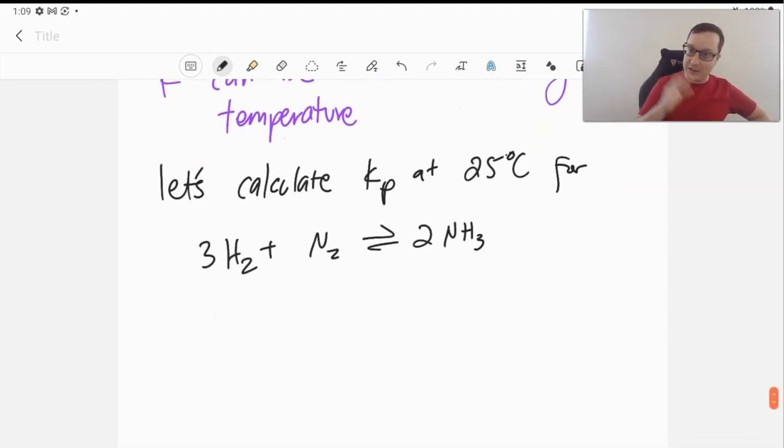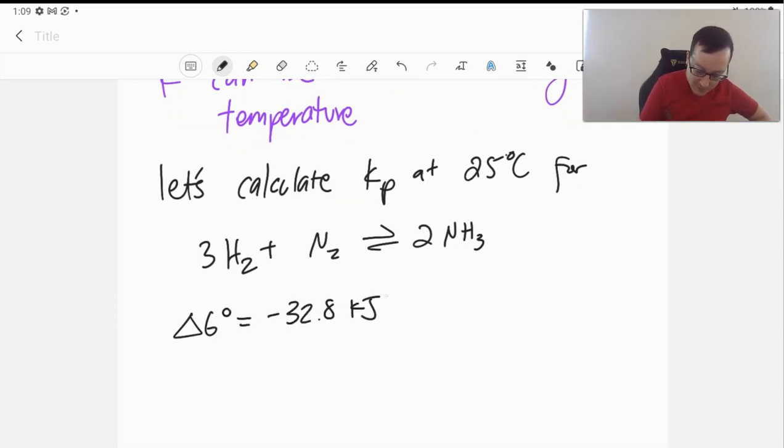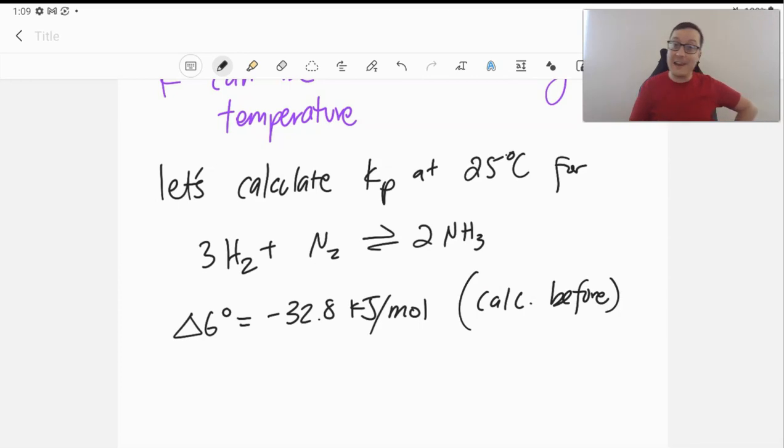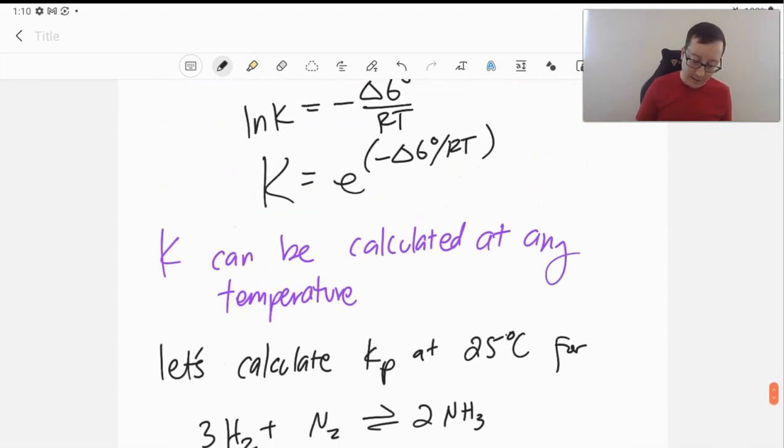So at 25 degrees Celsius, we've already calculated delta G, right? It's negative 32.8 kilojoules per mole. We've calculated this before. We can again either use the back of the book, delta G values, products minus reactants, done, or we can use delta H minus T delta S. Once we have this, we can go ahead and figure out the K for this, right? By plugging in our values.